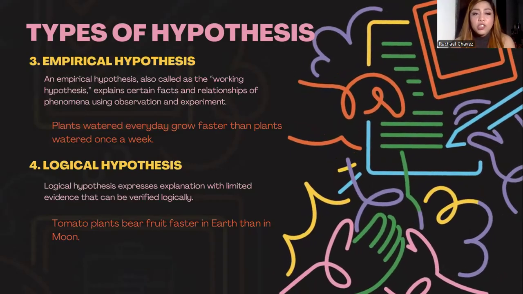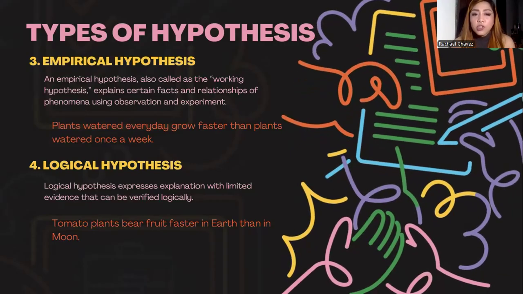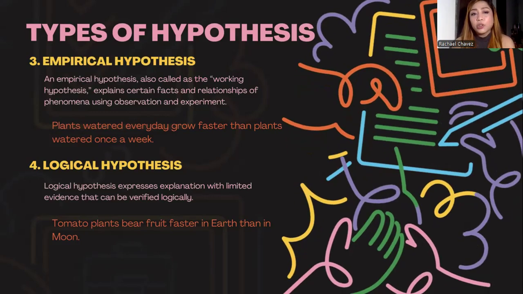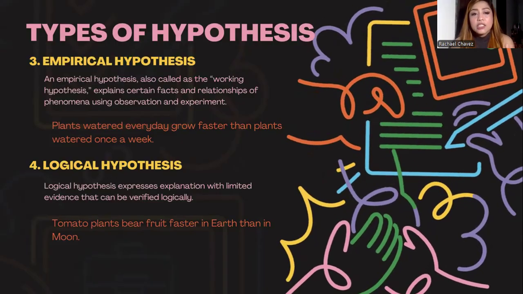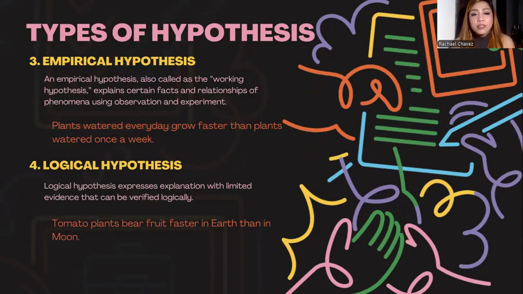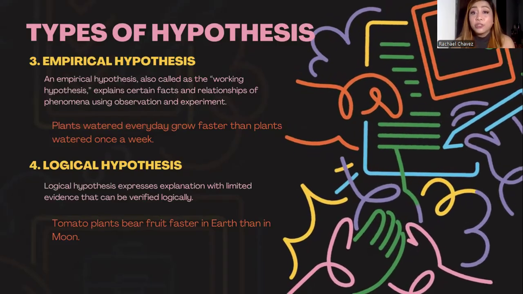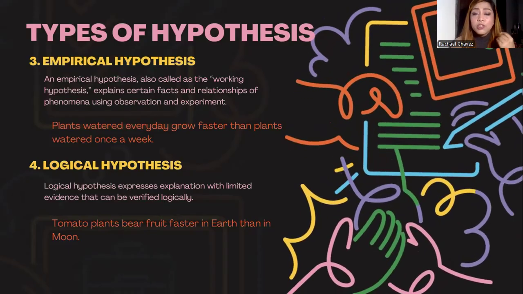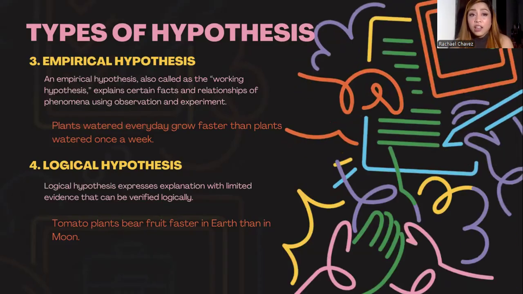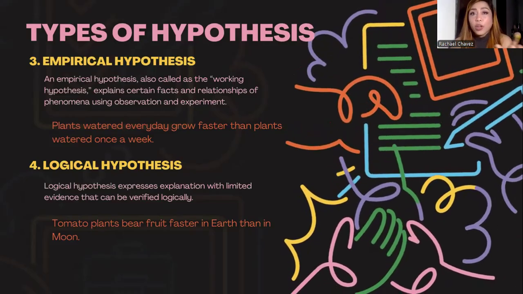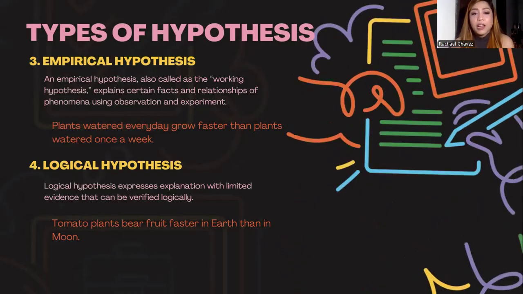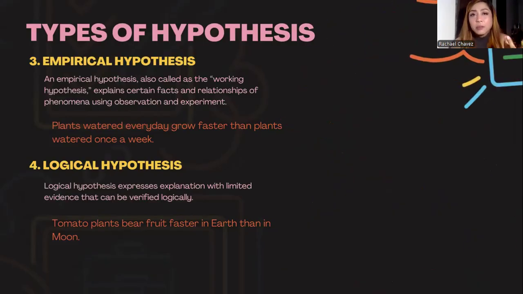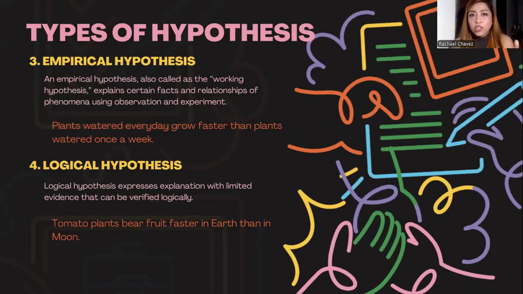On the contrary, the logical hypothesis expresses explanation with limited evidence that can be verified logically. So iniisip lang natin to, logical lang, hindi natin matetest. Just like our example here, tomato plants bear fruits faster in earth than in moon. So since wala pa talagang nakapag-test ng pagtatanim sa moon, we will just say this as logical explanation na hindi kaya ng soil ng moon mag-grow ng plants, something like that. So it's just logical. Okay? Hindi pa natin na-test. Hindi yan matetest. But iniisip lang natin na ito siya, it's true because logically thinking, it's true.